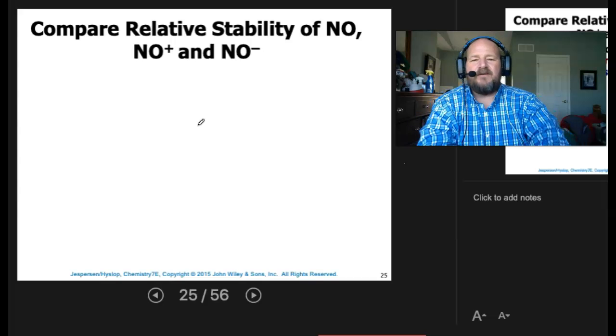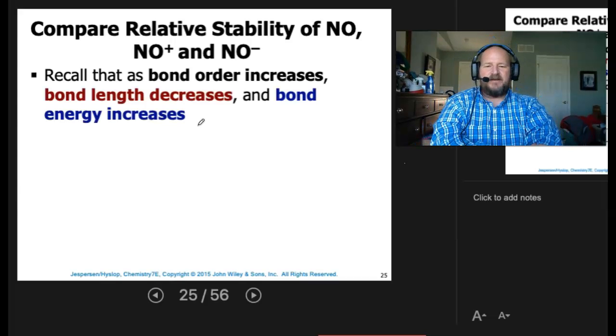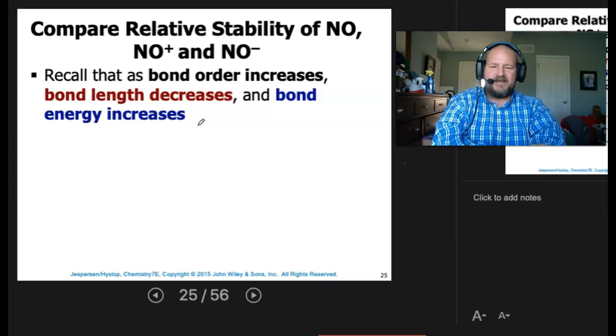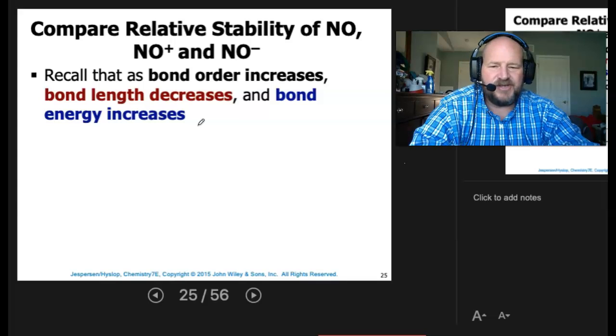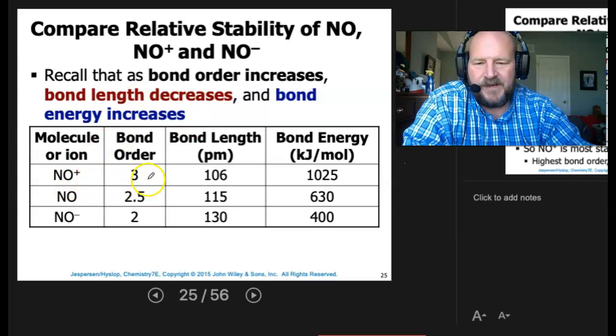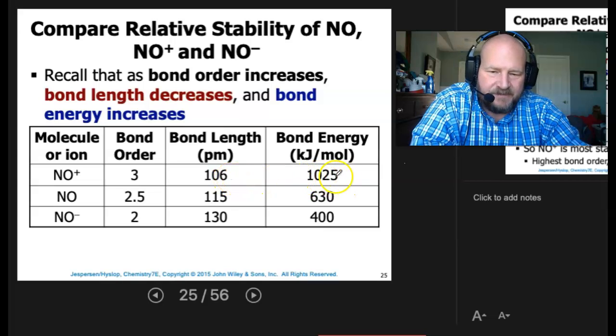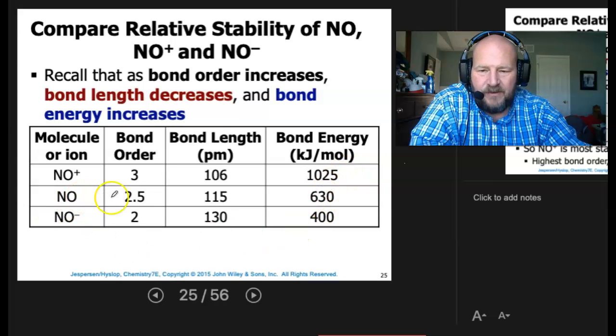Now, how do I compare the relative stability of NO, NO plus, and NO minus? Recall that as bond order increases, bond length decreases, and bond energy increases. So if I'm looking at NO plus, we said we had a bond order of 3. The length is 106 picometers, and we get a nice high bond energy of 1025. For NO, we got a bond order of 2.5. We see that the length extends out, and of course the strength weakens a little bit.